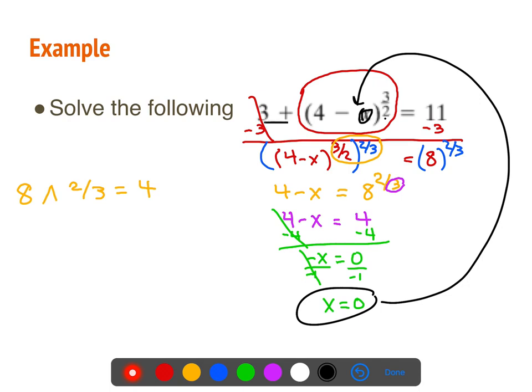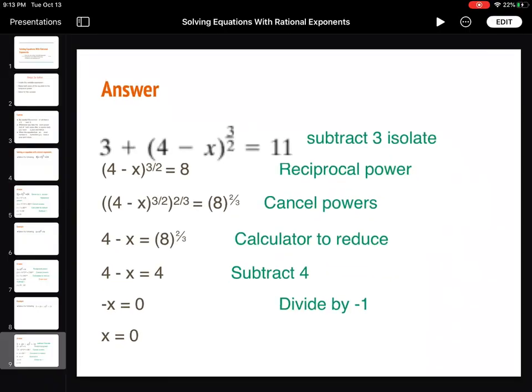When I plug 0 back in, 4 minus 0 is 4. 4 to the 3/2. Well, the square root of 4 is 2. 2 cubed is 8. 8 plus 3 is 11. He checks.